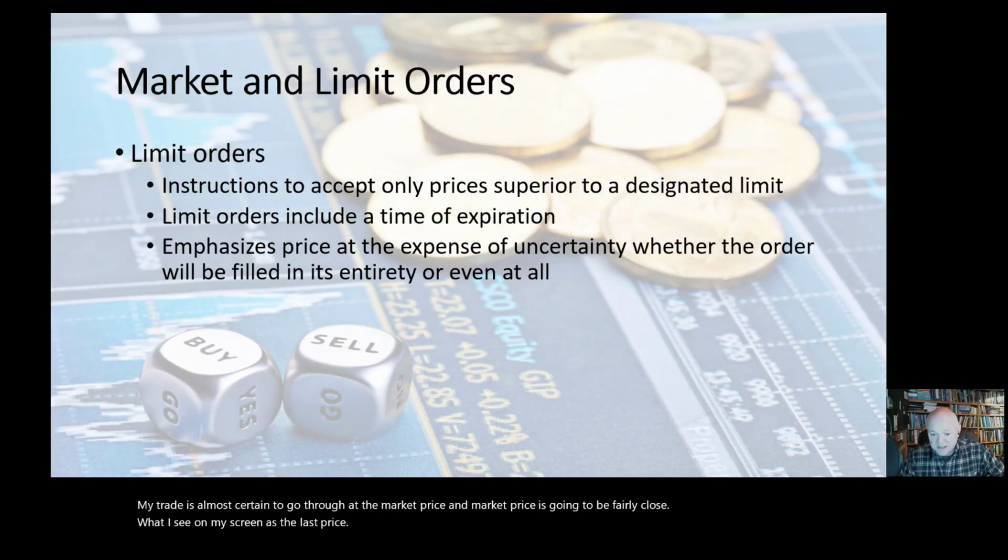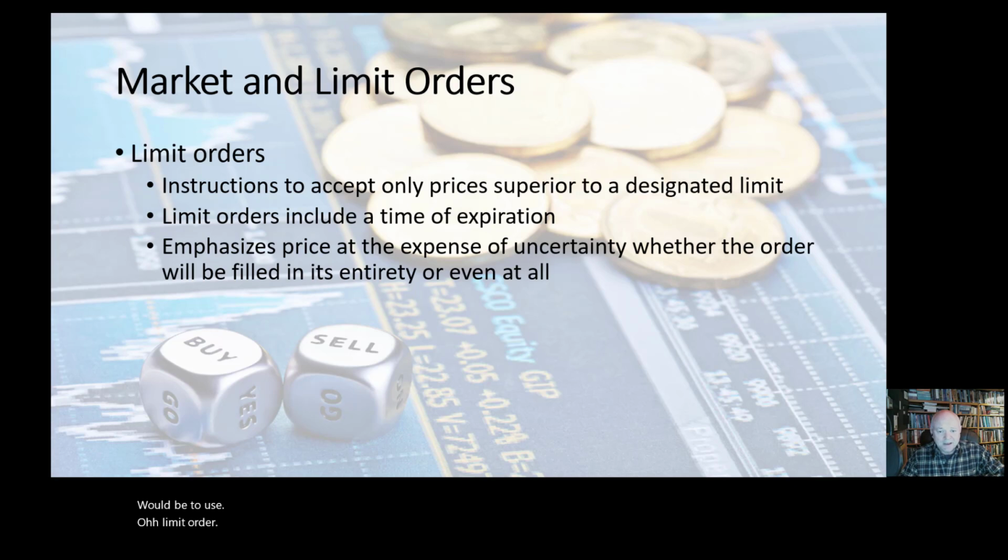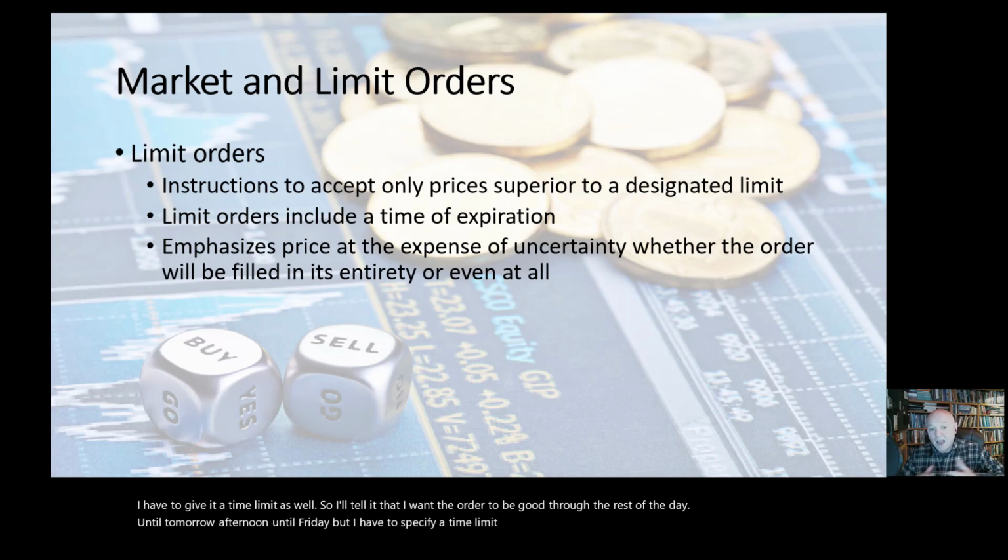An alternative to this would be to use a limit order. A limit order essentially says that my broker should only accept prices that are higher than a particular limit. I have to give it a time limit as well, so I'll tell it that I want the order to be good through the rest of the day, until tomorrow afternoon, until Friday, but I have to specify a time limit as well.